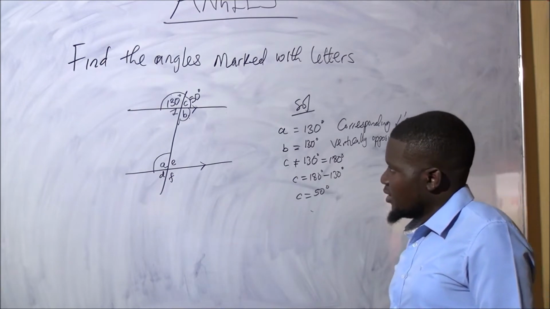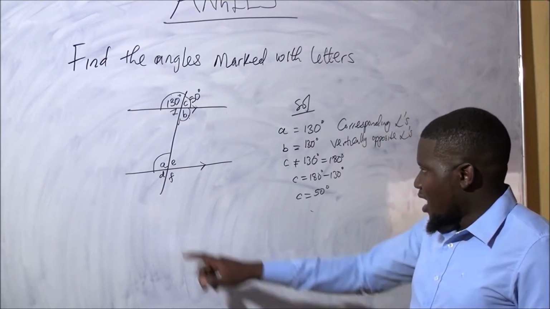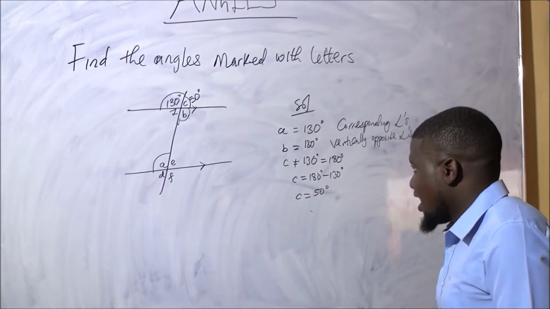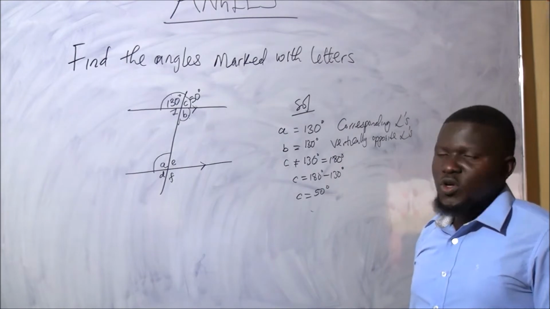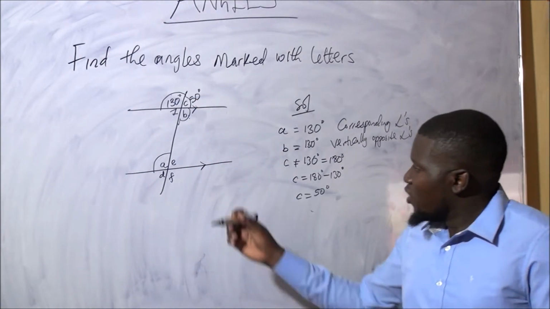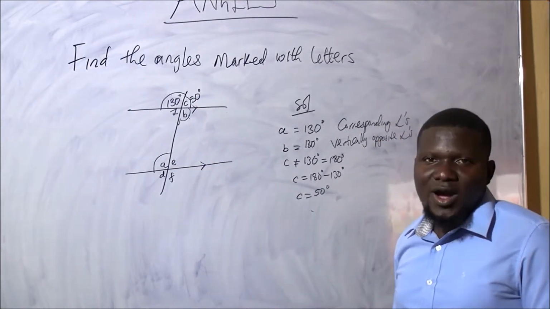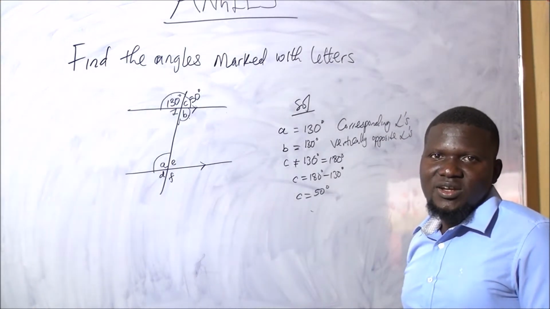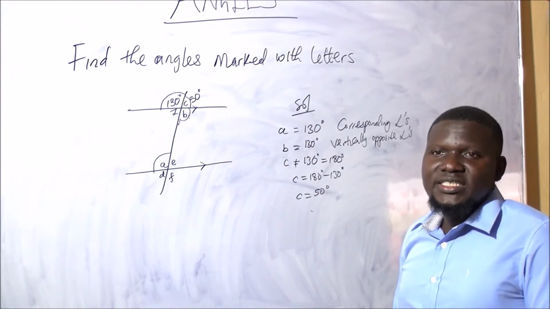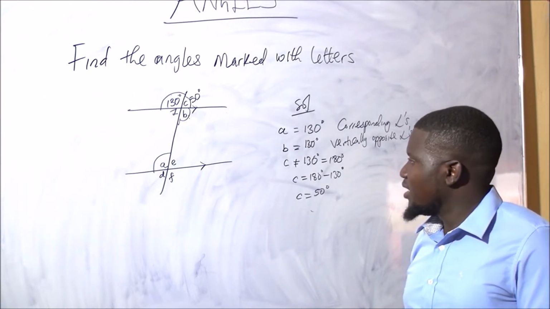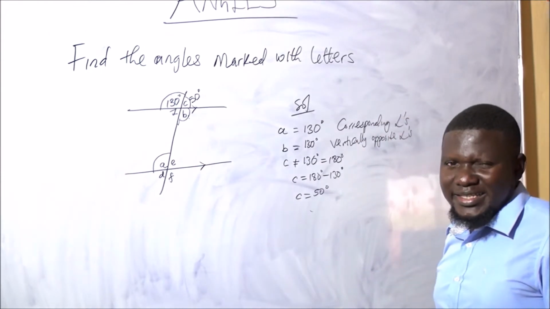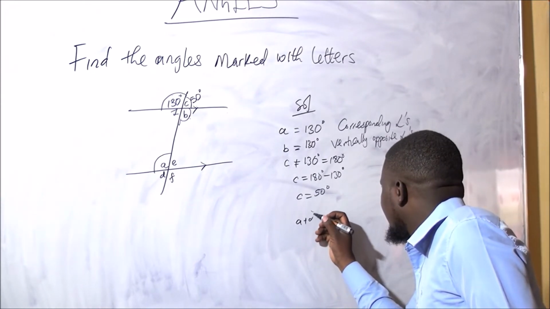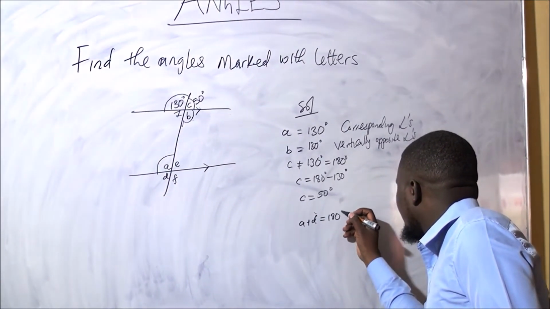How do we find the angle at D? Very easy. The angle at D can be found also. This is a straight line, remember. These two angles sum up to 180 degrees. They're also supplementary angles. We said supplementary angles, these two angles sum up to 180 degrees. So A and D is equal to 180 degrees. So we simply say our A plus D is equal to 180 degrees.